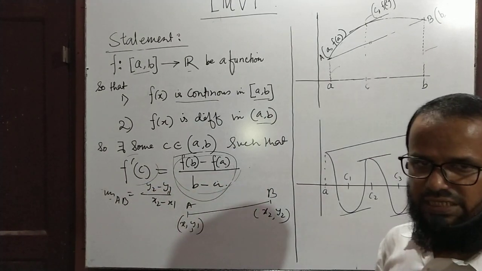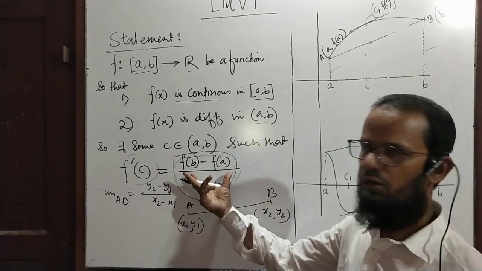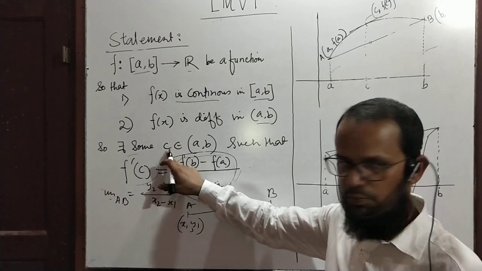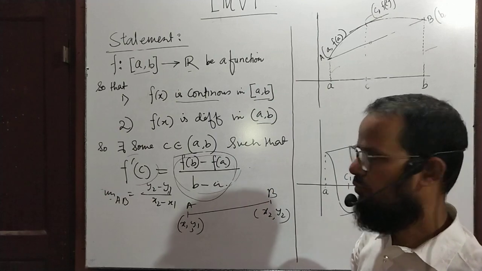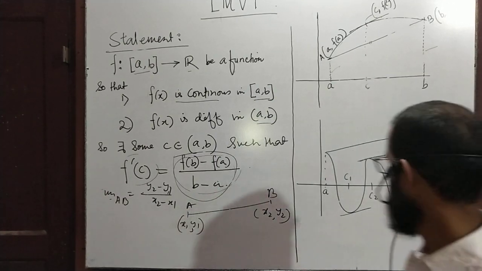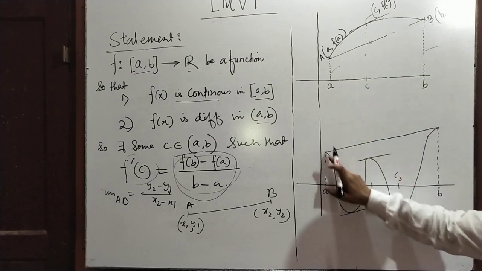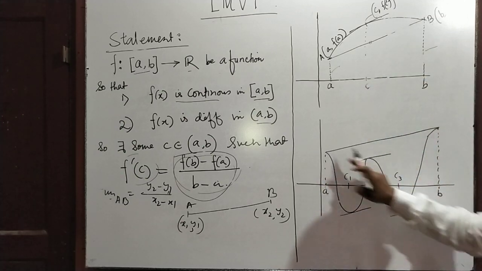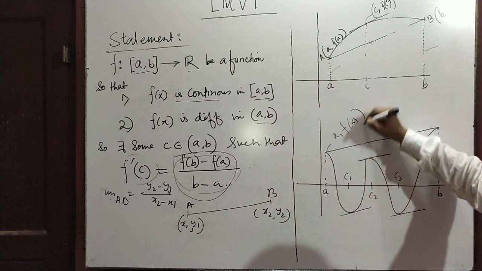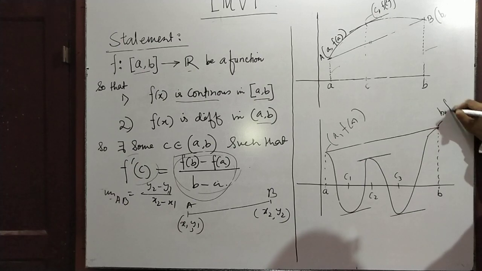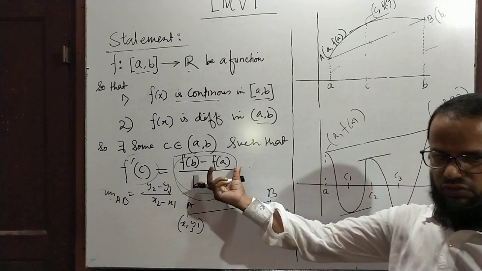There will be one tangent. If there is one point, there will be one tangent parallel to the chord, or if there are more points, maybe more than one, then there will be more tangents parallel to the chord. In this particular figure, you see there is one point, and in this curve, f(a) is not equal to f(b). This is the chord, and this is the coordinate of the point (a, f(a)), and this is the point (b, f(b)), and then the slope of the chord will be given by this.